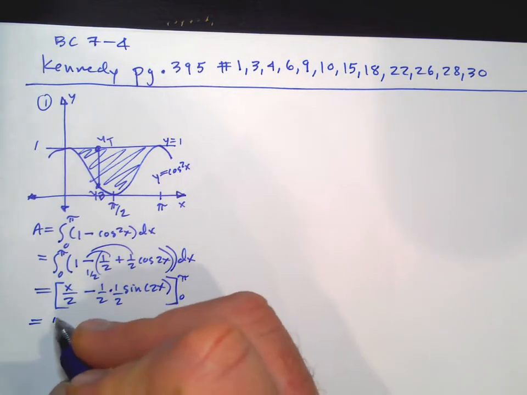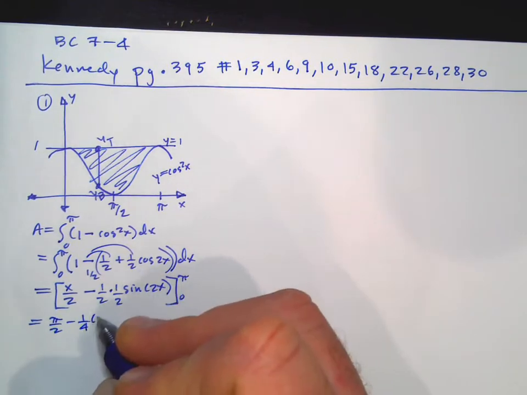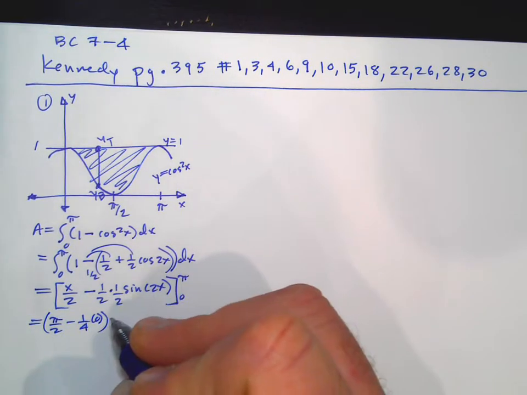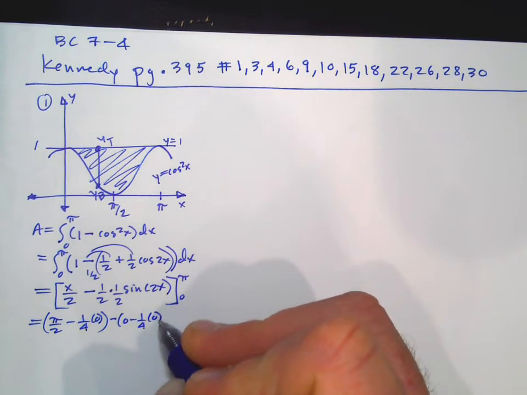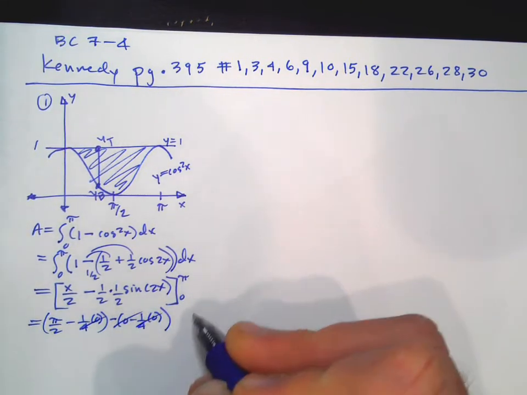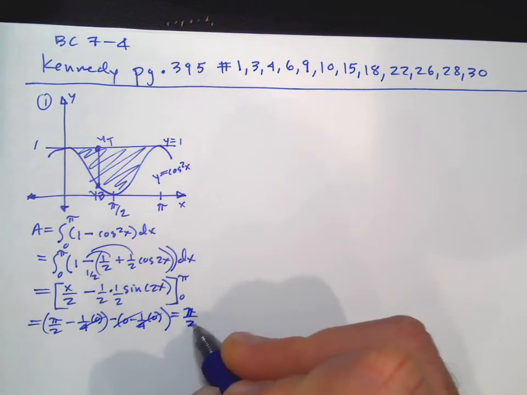And so we're going to get pi over 2 minus 1/4 sine of 2 pi, which is 0. And plug 0 in, we're going to get 0 minus 1/4 of sine of 0, which is 0. So those terms all drop out. And we get pi over 2.